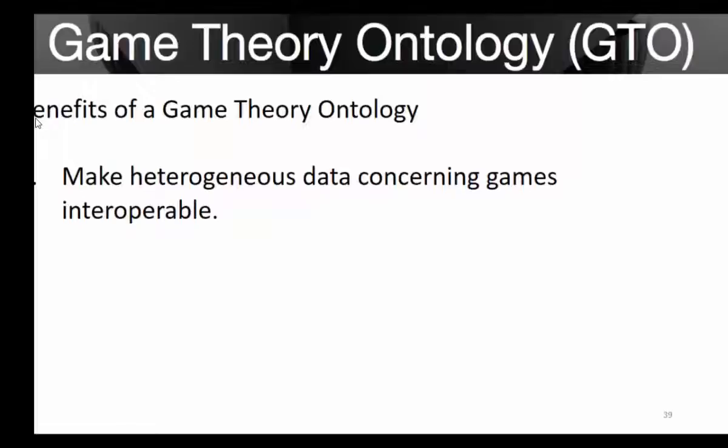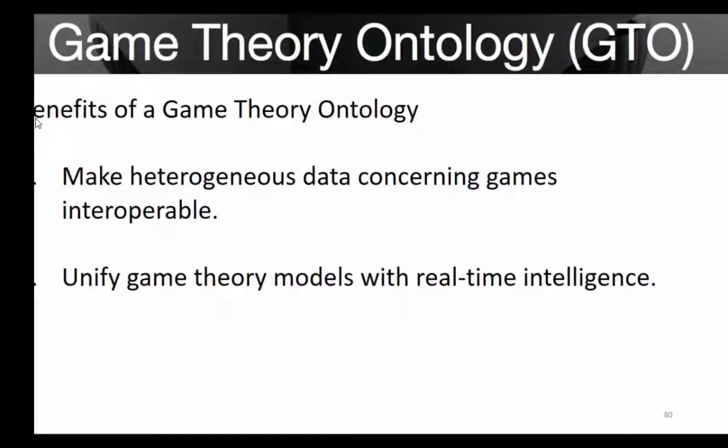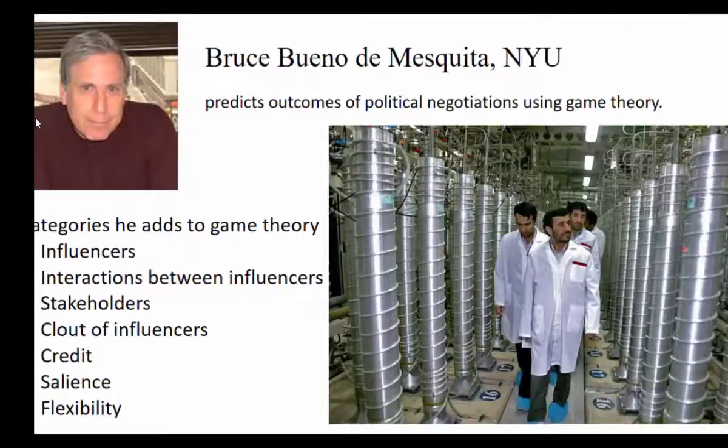So some benefits: make heterogeneous data concerning games interoperable, unify game theory models with real intelligence. This is something that I don't think has adequately been done. And a lot of this work that I was interested in really stemmed from work by Bruce Bueno de Mesquita, who has a wonderful TED Talk where he talks about some of his work using game theory to predict geopolitical events. Apparently he's been able to predict with 90% accuracy whether or not some player will end up winning the presidency of Yemen, or whether or not some treaty will be signed, or in 2009, whether or not Ahmadinejad would end up getting a bomb in the next 2 years.